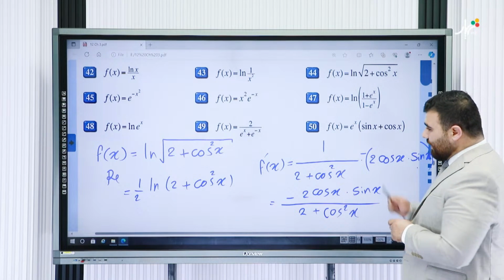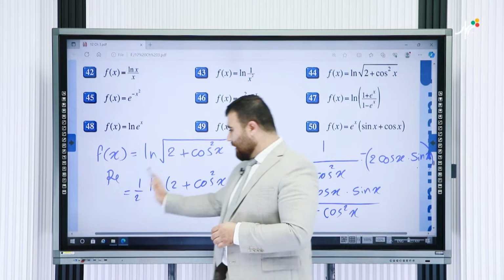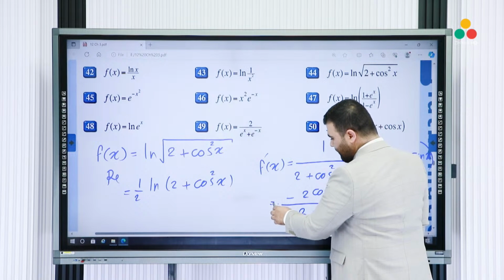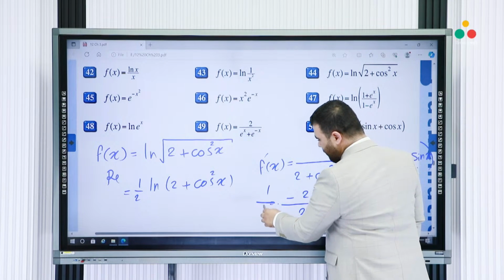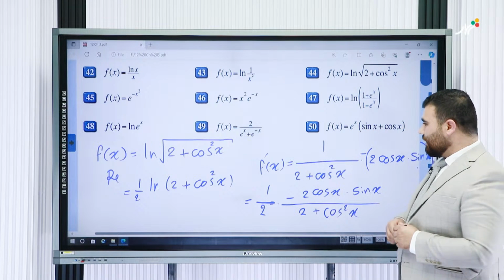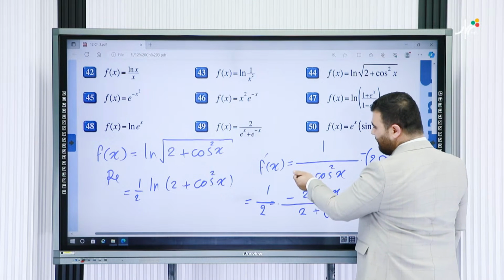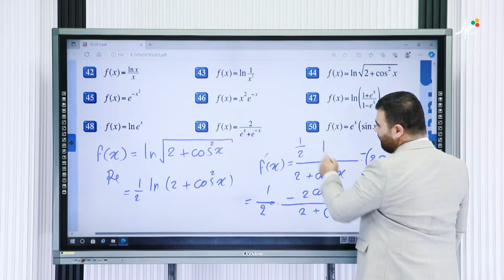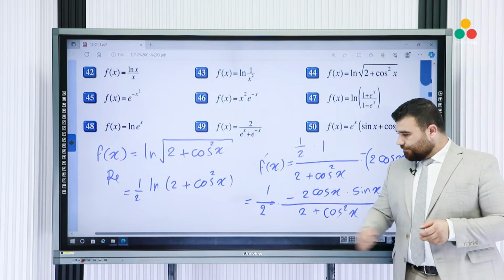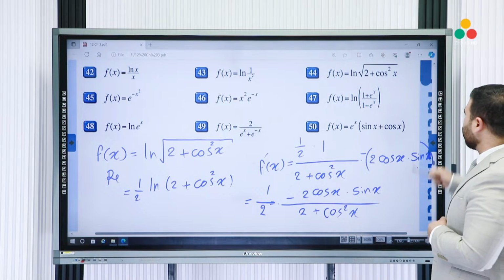This is the answer. And to not forget, we had a 1 over 2 in the beginning. This 1 over 2 stays. So the 1 over 2 will be here, the whole fraction multiplied by 1 over 2. Now this is the f prime. This 1 over 2 that was in the beginning should be considered even here. We can multiply by 1 over 2. Then it's okay now. This question is finished.